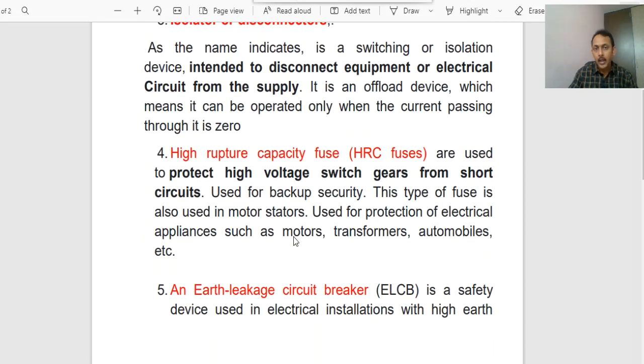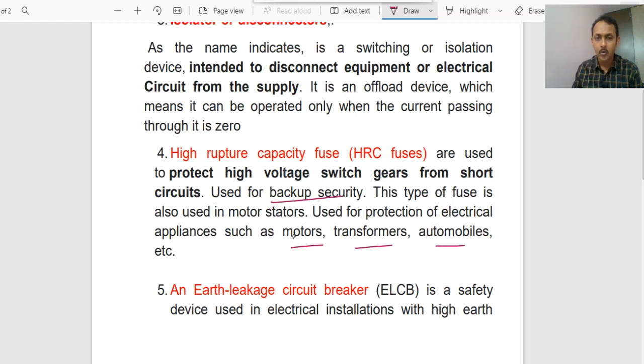Right? Coming to the HRC fuse, high rupture capacity fuse, this is used to protect the high voltage switchgears or low voltage switchgears from short circuit conditions, right? Usually it is used as a backup security device. It is going to act like a backup security device, right? And this type of fuse is used in most of the motor starters, right? And it is also used for protection of electrical appliances such as motors, transformers, and some automobiles, etc.